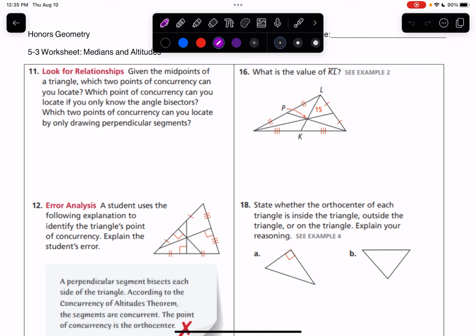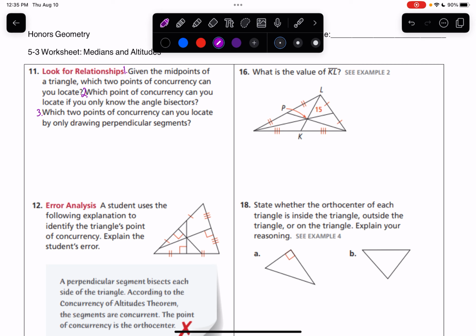Given the midpoints of a triangle, which 2 points of concurrency can you locate? I'm going to number these. This will be question number 1. Then it says, which point of concurrency can you locate if you only know the angle bisectors? That'll be question 2. And which 2 points of concurrency can you locate by drawing only perpendicular segments?